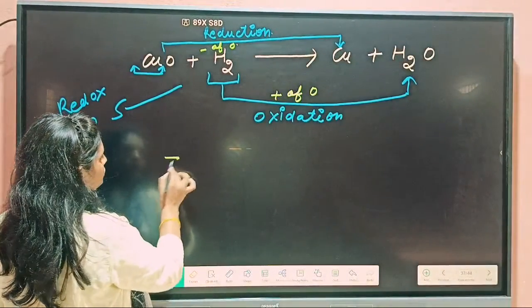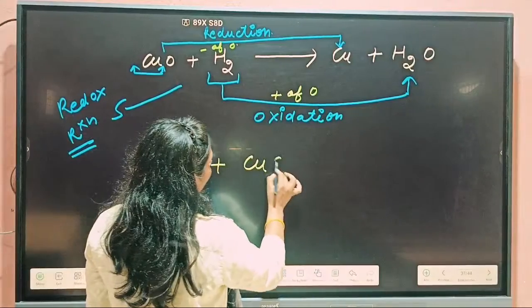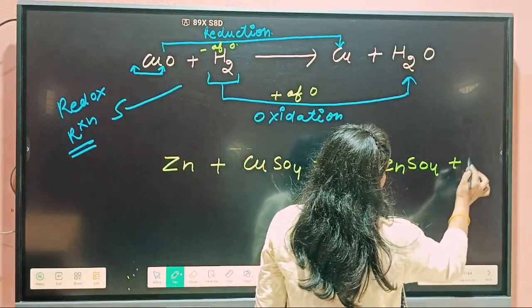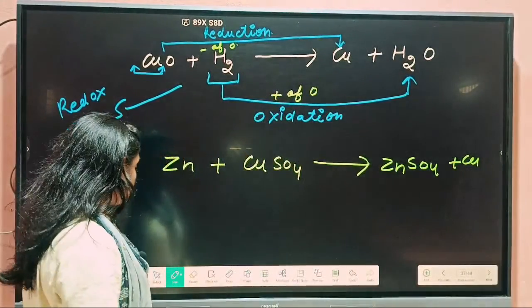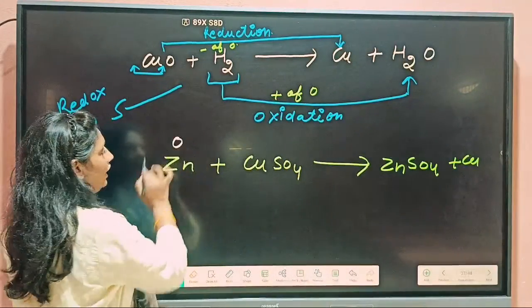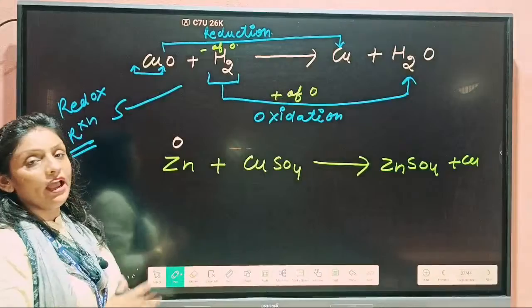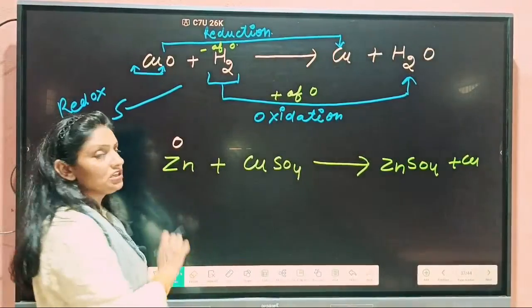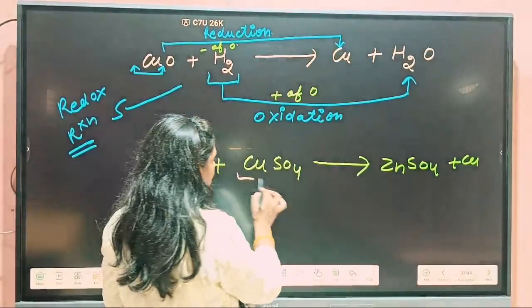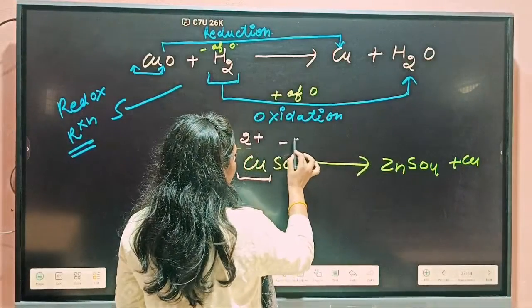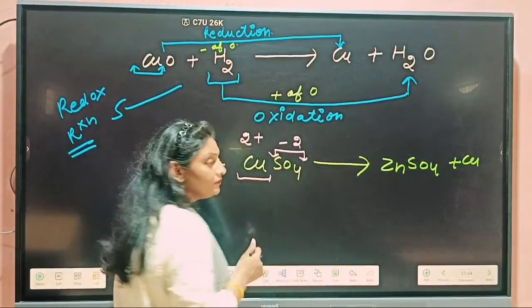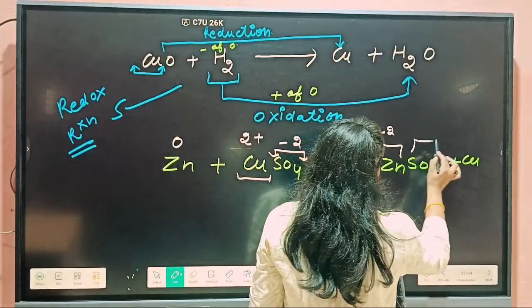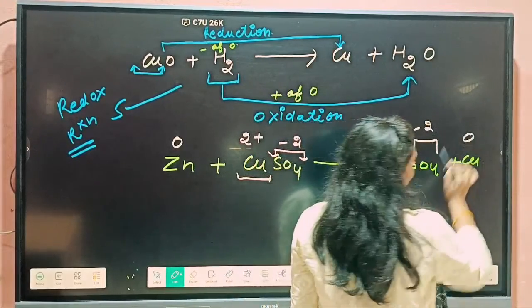If you have zinc plus copper sulfate, they are showing displacement reaction, you are getting zinc sulfate and copper. Okay students, here zinc has no charge because it is in elemental state. क्योंकि ये elemental state पे है, free state में है, तो यहाँ पर कोई भी charge नहीं होगा. Okay students, here this copper has +2 charge and this sulfate ion has -2 charge. Here students, this zinc has +2 charge and sulfate has -2 charge. Here this copper has 0.